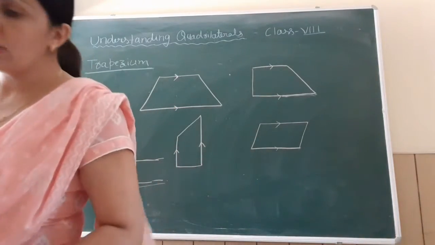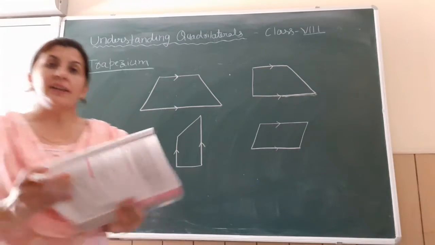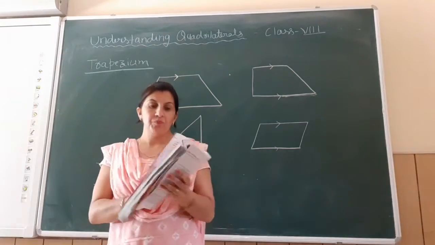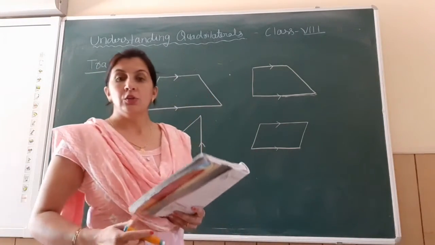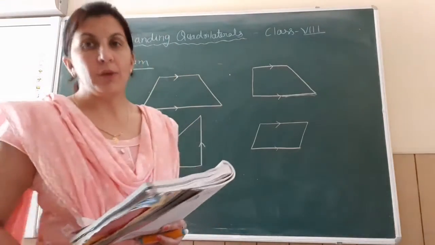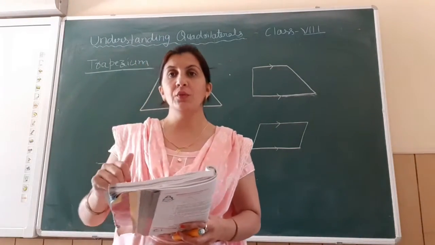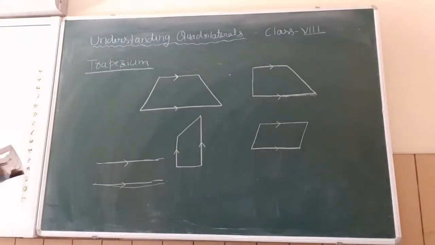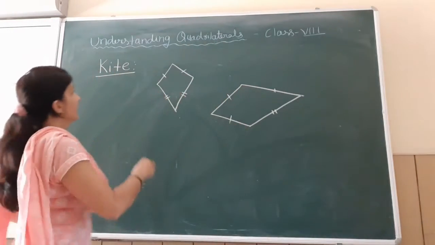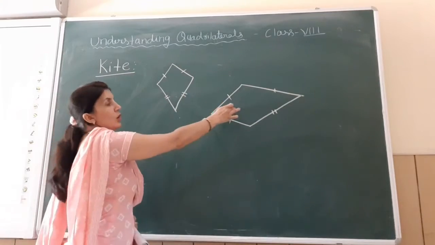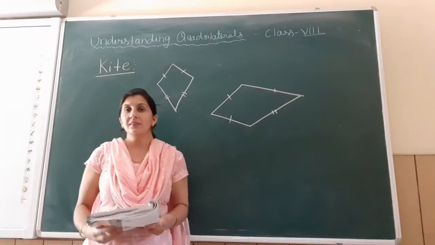So next, in this category, the next type is the kite. So what is a kite? Everybody has seen the kite. The shape of the kite is known to us. Today we will draw it. We have said this is the shape of a kite. This can also be a shape of a kite. So what is the kite?